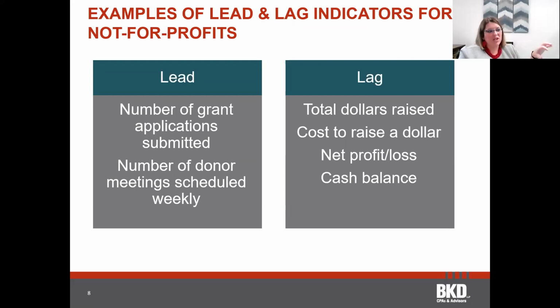Some financial things you can use as more leading, looking ahead, are saying, here's our cash on hand today, here's our budgeted expenditures, and here's our budgeted contributions. How are we tracking? Are we going to have enough cash at the end of the year to be where we want to be so that we can keep moving forward? That's a way to turn a financial measure into more of a leading rather than a lagging indicator.